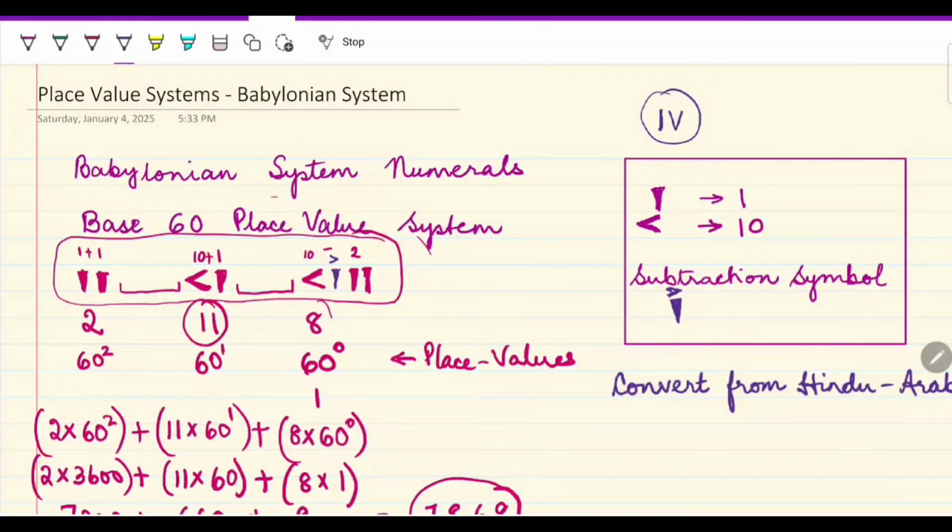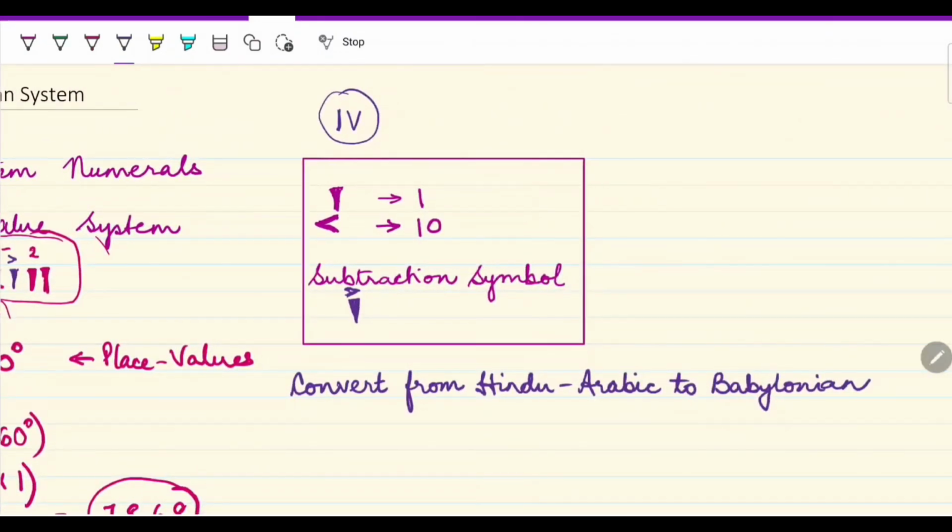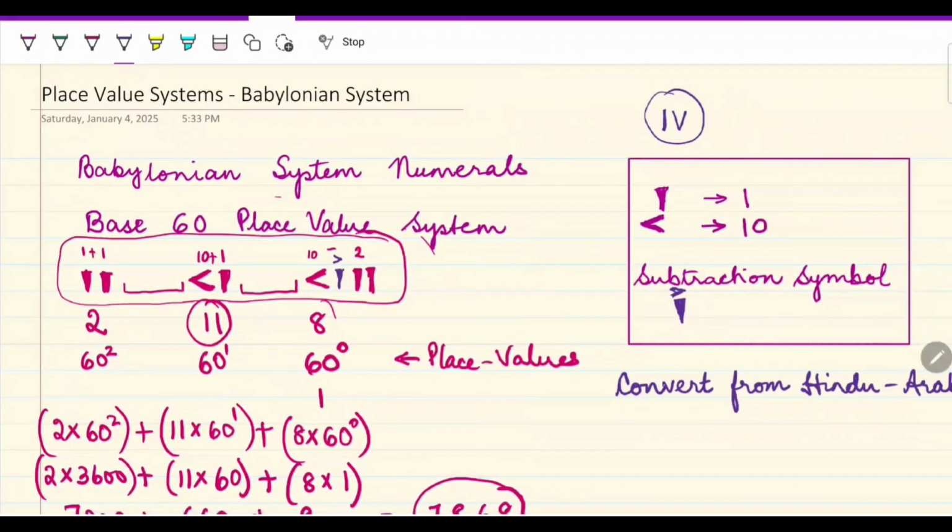Hello everyone. Continuing on our discussion on the Babylonian system, I would like to show you today how to convert from the Hindu Arabic number to the Babylonian numeral. All right. So previously we discussed the Babylonian numeration system, and we introduced the numerals.